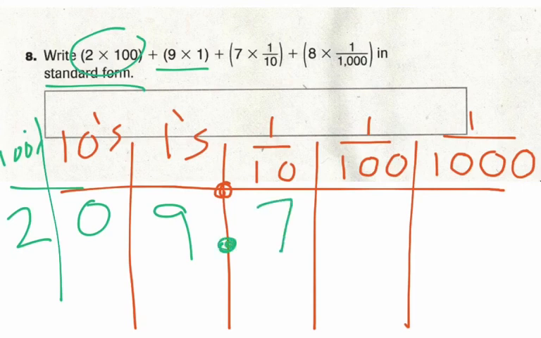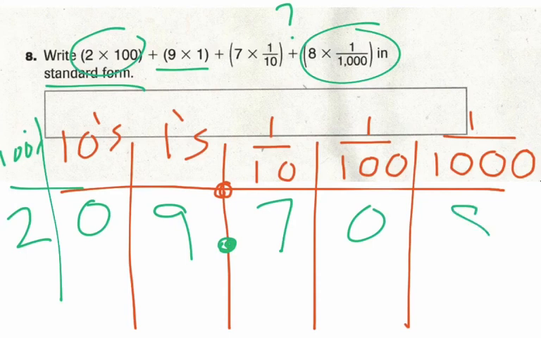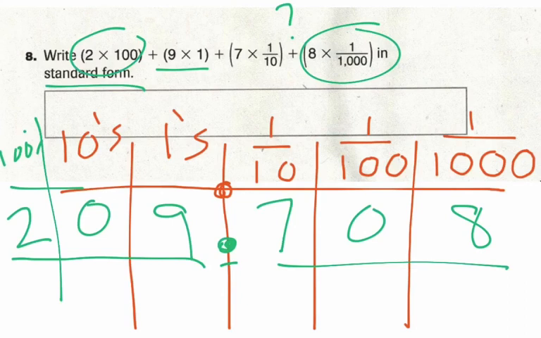Don't forget your decimal point. And there are no hundredths because you got no hundredths here, and that is 8 in the thousandths place. So writing in standard form would be 209 and 708 thousandths.